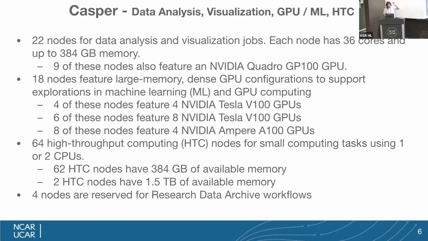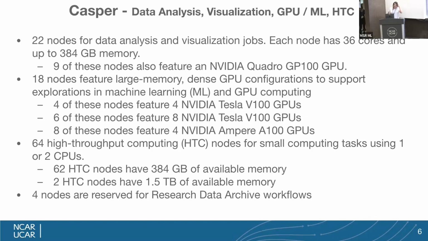The next resource, Casper. Casper is much smaller and much more heterogeneous. There are only 22 nodes for data analysis and visualization. Each node is equipped with 36 cores and 384 gigabytes of memory. That's very different than what you would see in something like Derecho. Its focus is a little bit different. If you have smaller jobs, like single core jobs or a bunch of single core jobs, this is the cluster that's perfect for that.